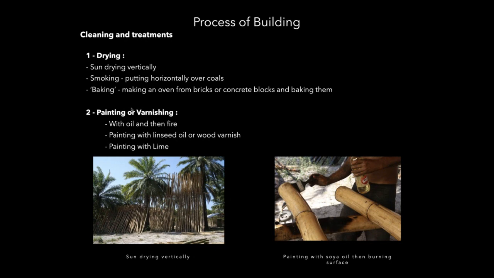But you can paint it with linseed oil, which is really natural wood varnish. And some projects in Colombia, they paint it with lime. Lime is a type of plaster, and it just gives another coating over the surface. And then the treatment is flooding.